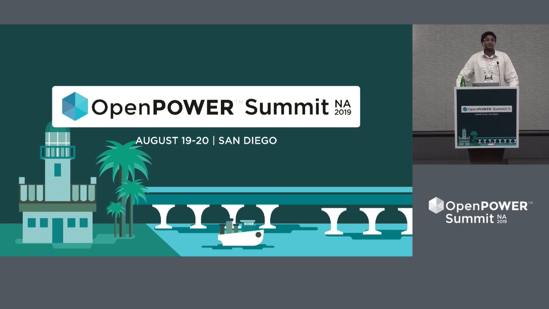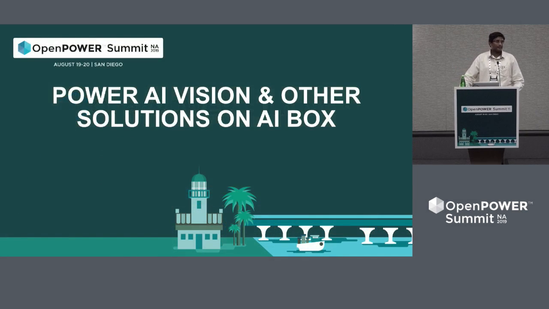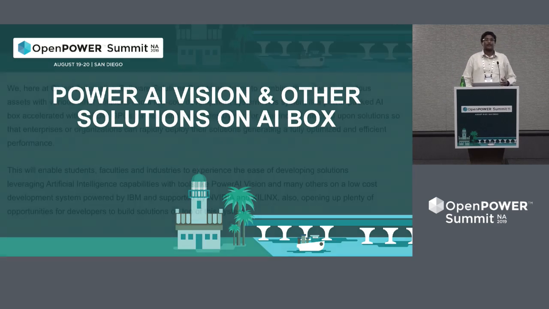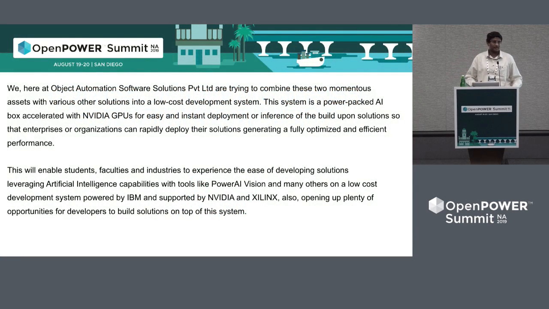So basically, our presentation is about the PowerAI Vision and other solutions on AI box. So what is exactly the problem of today's generation, our college generation? Students from different parts of the world have one major problem with them. That is, getting a computer that is powerful enough to work on their experiments and get the expected outputs and results in a sufficient time.